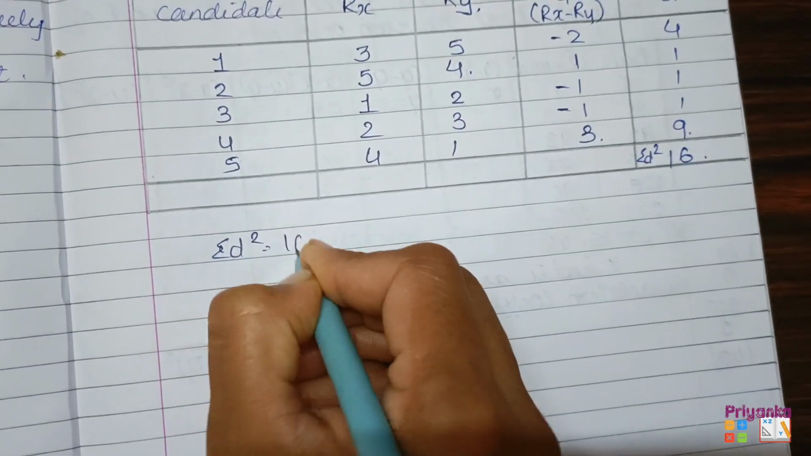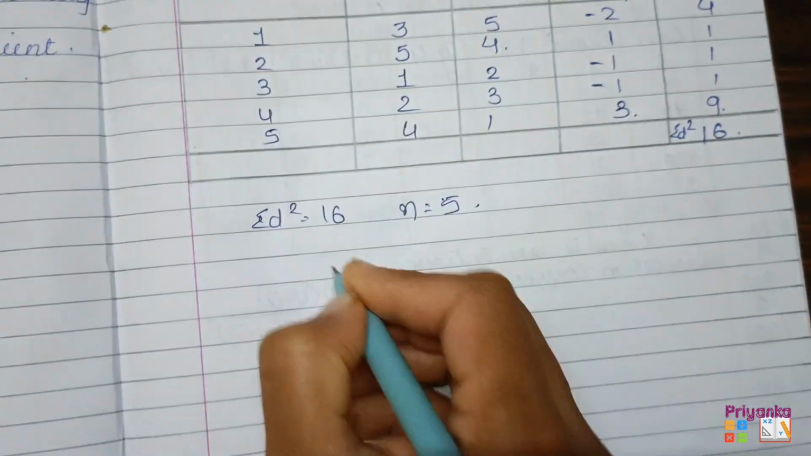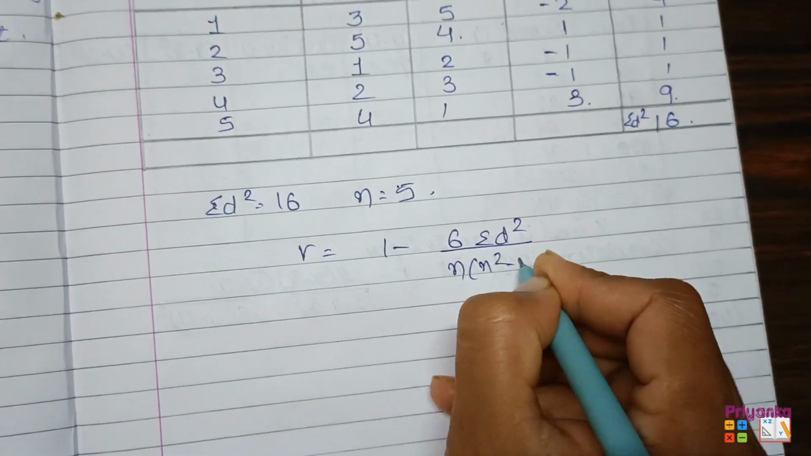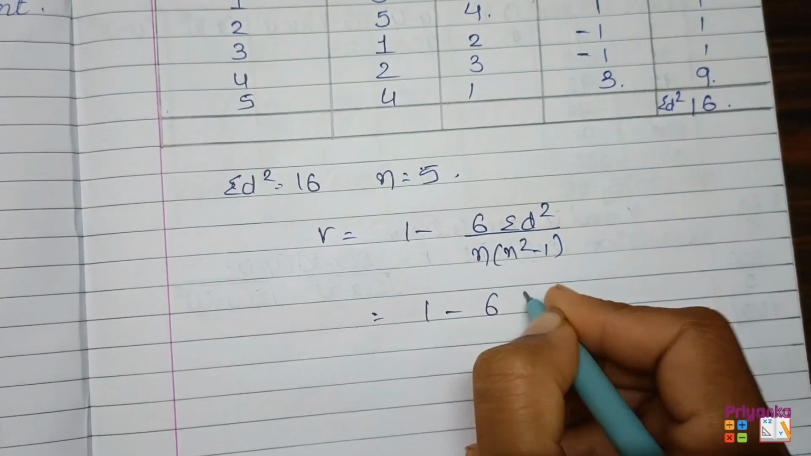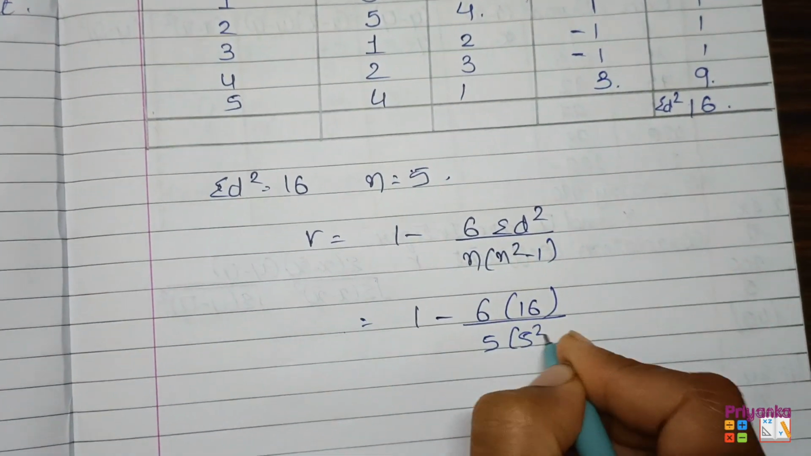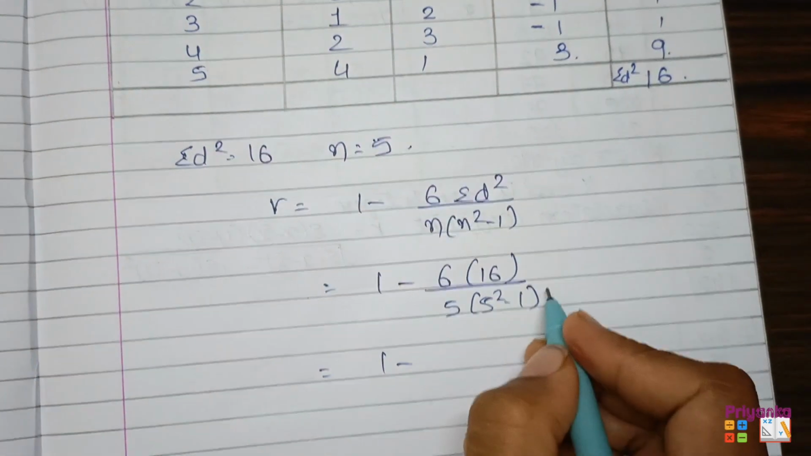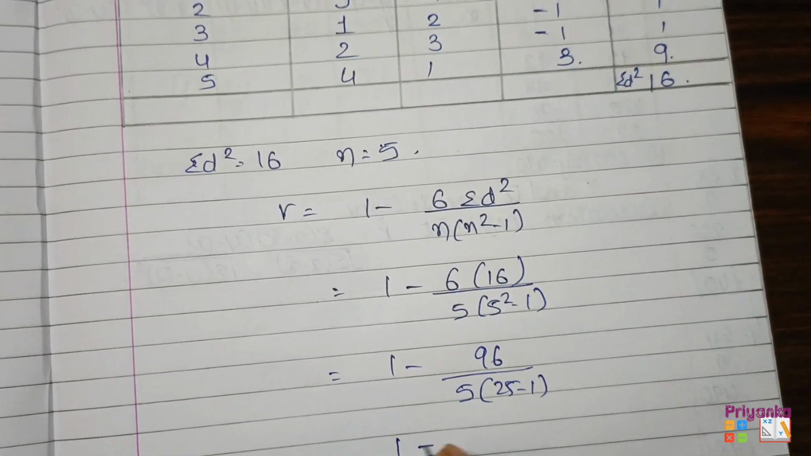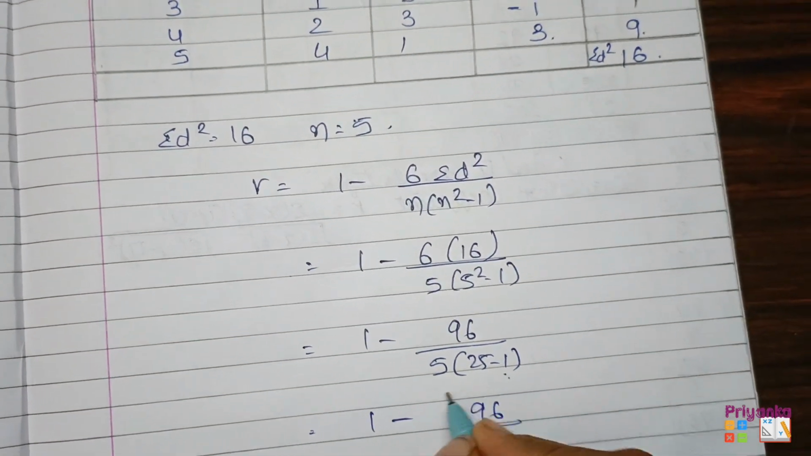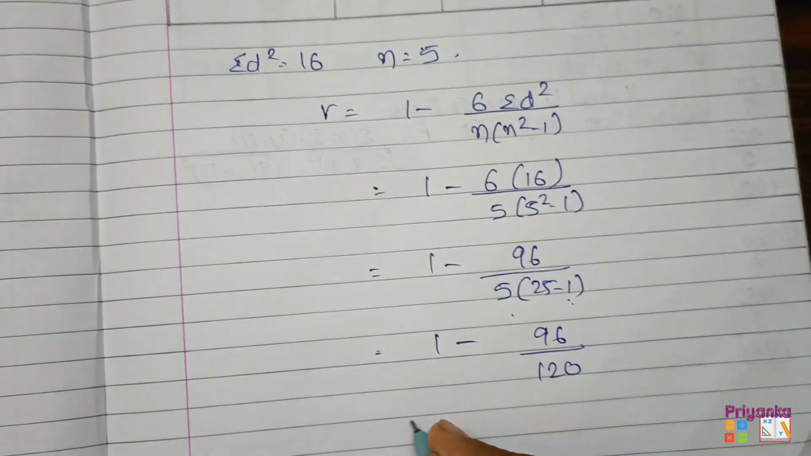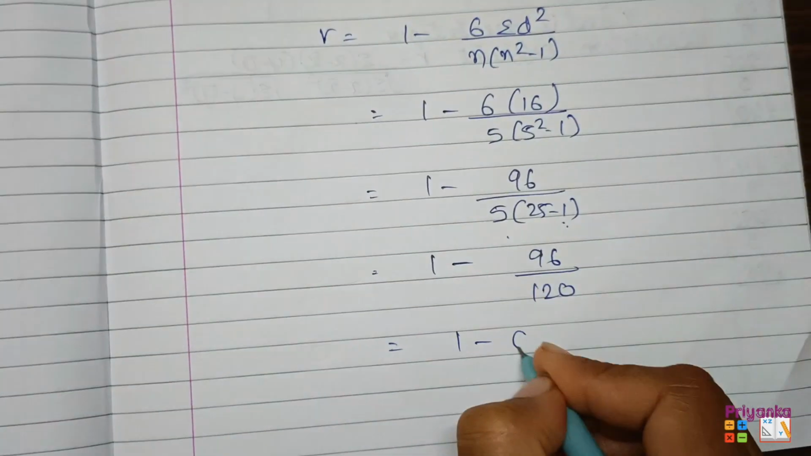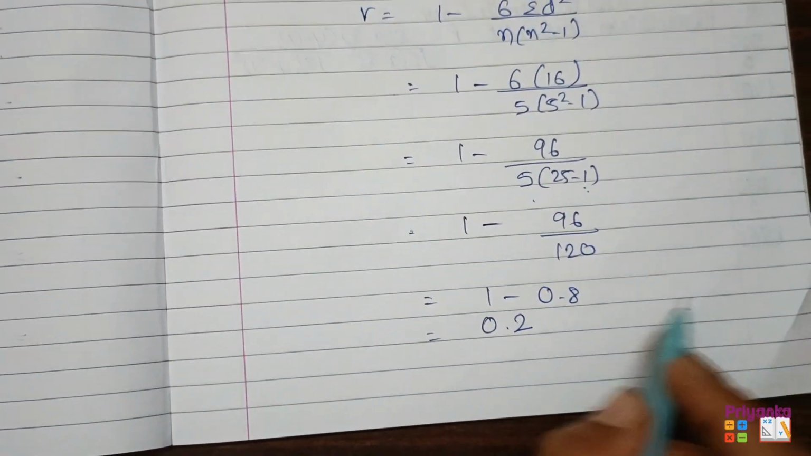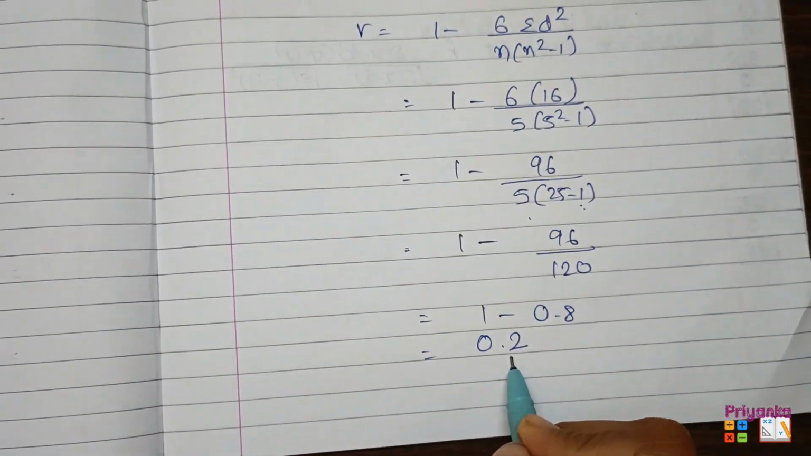Sigma d square is 16 and n is 5. Again, we'll write just the formula. This has now become easy for you all. 1 minus 6 into 16, over 5 into 5 square minus 1. 1 minus 6 into 16 is 96, upon 5 into 25 minus 1. 96 upon 24 into 5 will be 120. 1 minus the calculation of this becomes 0.8 and the answer is 0.2. Hence the correlation coefficient obtained is 0.2.